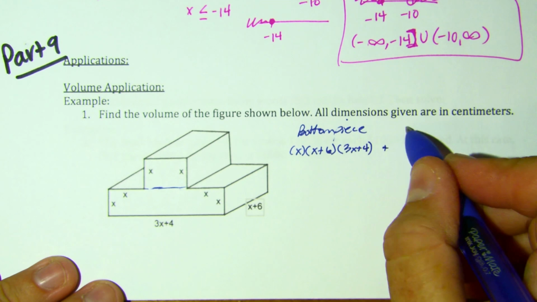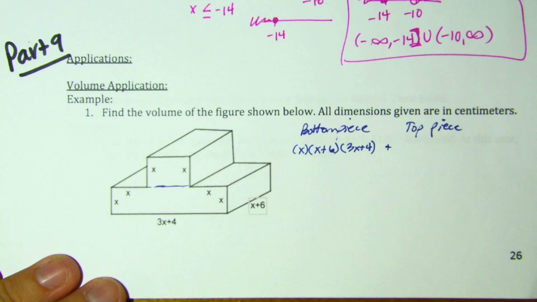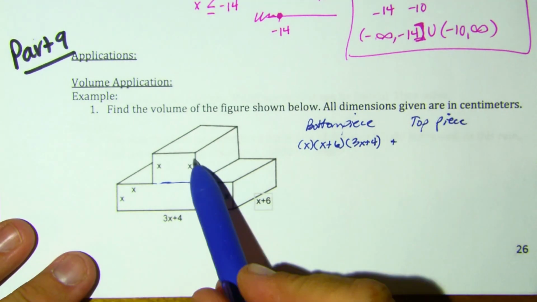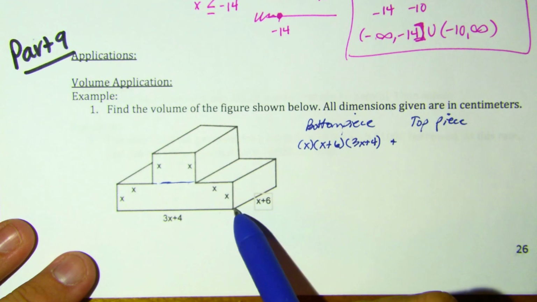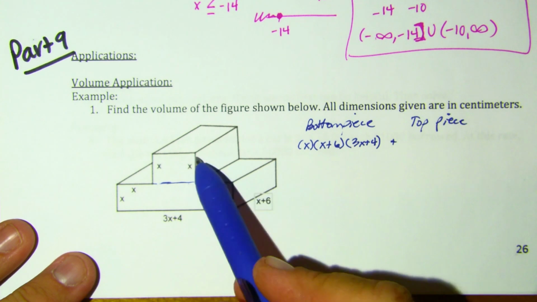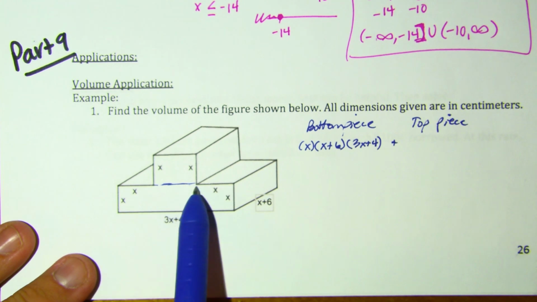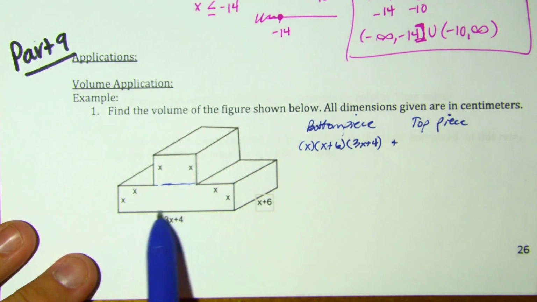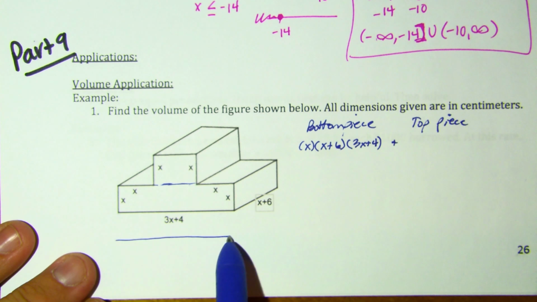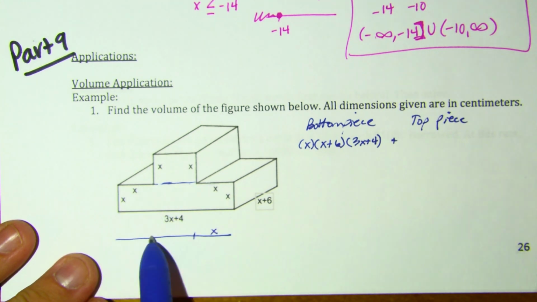And then I need to find the volume of the top piece. Okay. So in doing the top piece, I know the height is x, and I know whatever this length is, x plus 6, this length will be the same, this length will be the same, and this length will be the same. So I know this piece here, but what I don't know is how wide that piece is. But I know this whole piece is 3x plus 4. I know this little part of it is x. And I know this little part of it is x. And what I want to find is this middle piece here.